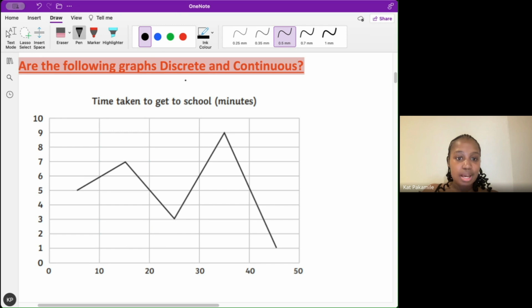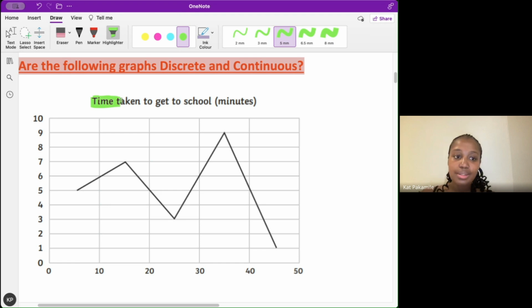So my first type of graph speaks about the time it takes to get to school. Firstly, is time measured or counted? Let's speak about this. Would you say time is a measured type of data or a counted type of data? What do you guys say, guys? Is it discrete or is it continuous? Okay, I have an answer from Singyani. What do we all say? And Mavis?